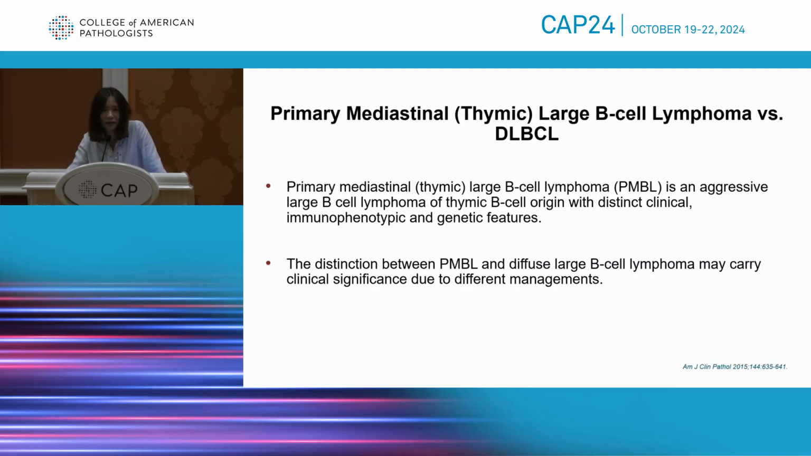So at this point, the main differential diagnosis for us will be a primary mediastinal thymic large B-cell lymphoma versus diffuse large B-cell lymphoma. Primary mediastinal large B-cell lymphoma is an aggressive large B-cell lymphoma of thymic B-cell origin with distinct clinical, immunophenotypic, and genetic features. So why is it even important to distinguish these two?